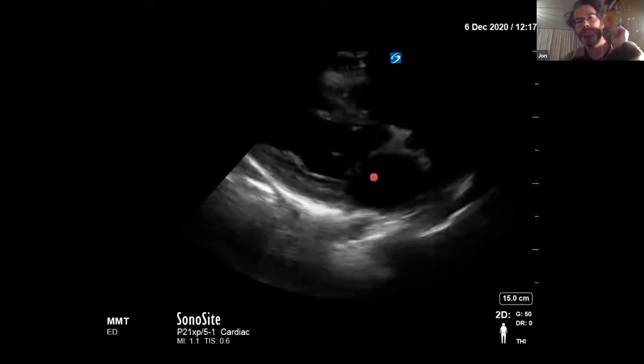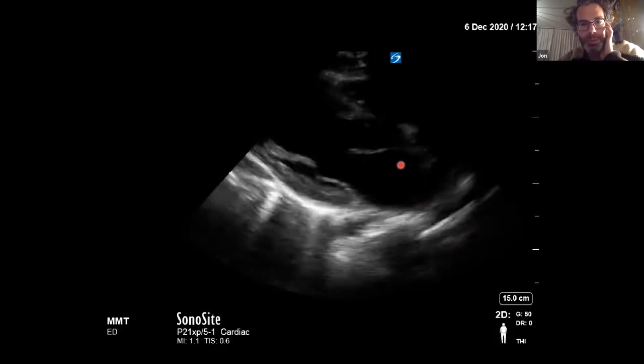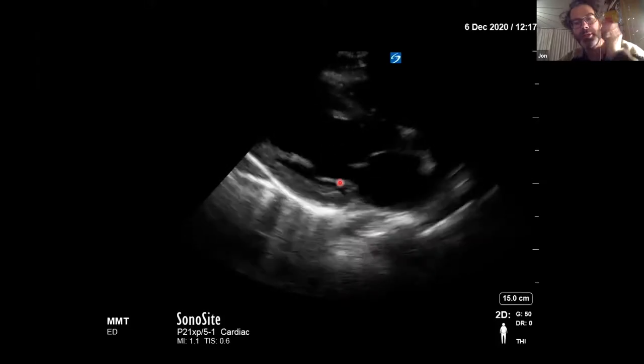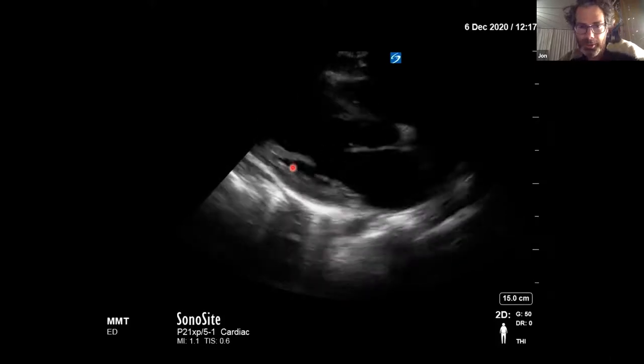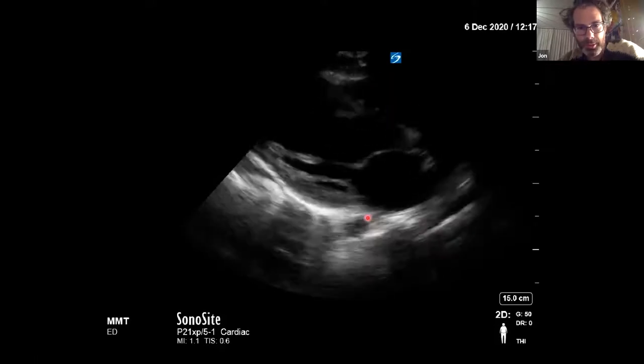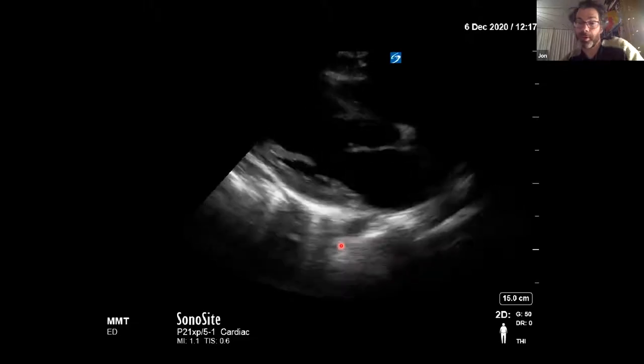Just for those of you who are a bit new to this, I'll point out what all the structures are. This is the left atrium here. This is the mitral valve opening and closing. This is the left ventricle in long axis. You can see a little bit of right ventricle up here, and a little bit of descending thoracic aorta here. We call this the parasternal long axis view.